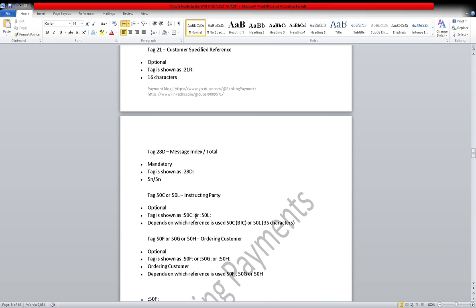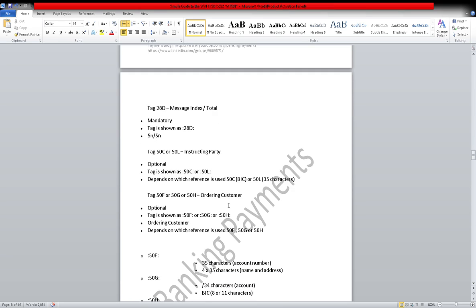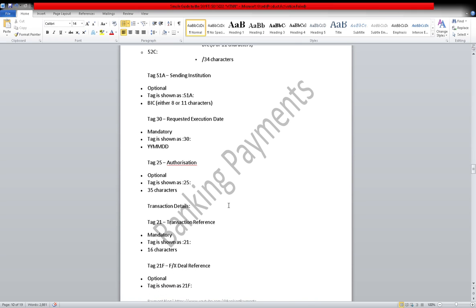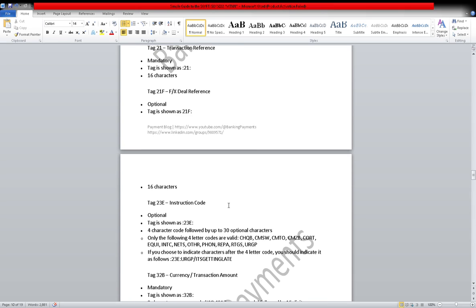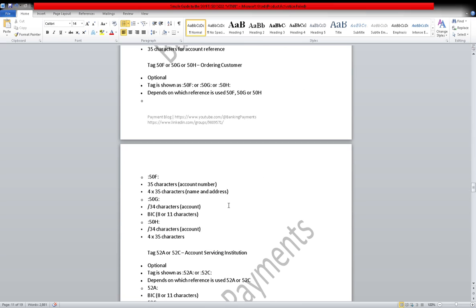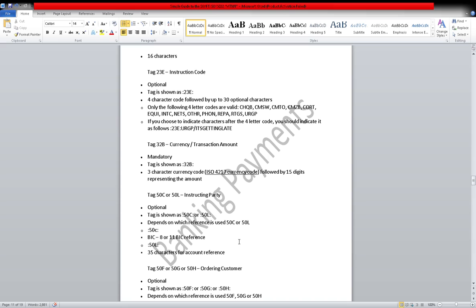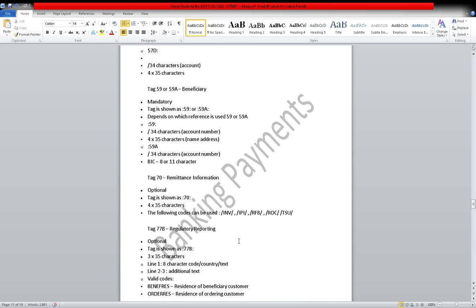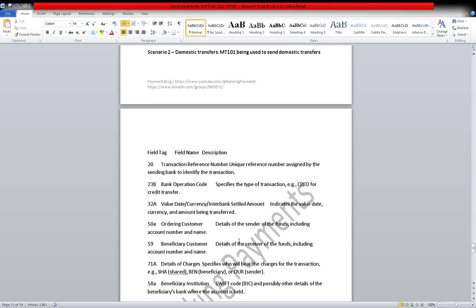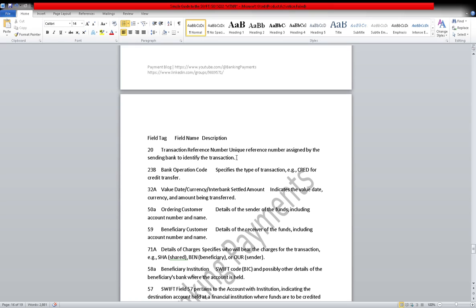What I will do is first tell you the important fields, then I will tell you the other fields. First of all, the important fields. If I tell you everything now, it will be more confusing. 23B, 21 is here. Yeah, it's here. See, first of all, tag 20, transaction reference number.